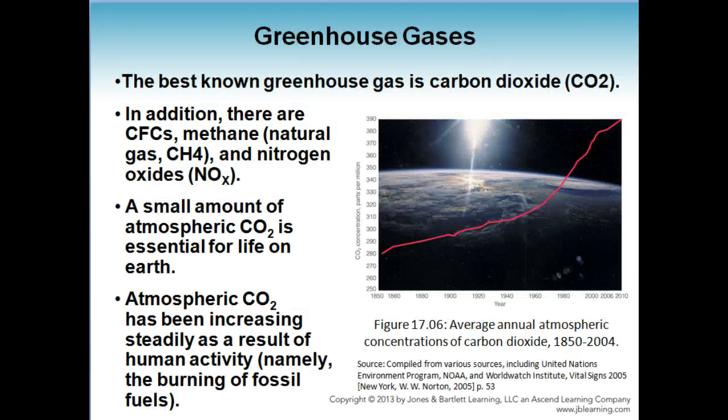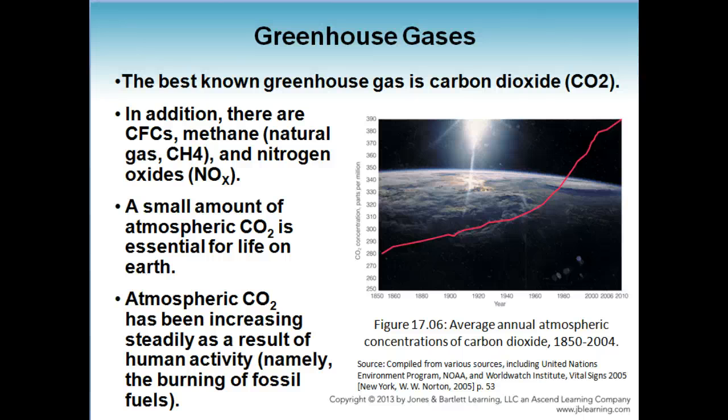The best known greenhouse gas is carbon dioxide. However, water vapor plays a major role as well. In addition to naturally occurring carbon dioxide, there are the CFCs we mentioned in the first part of the chapter, methane, natural gas, and nitrogen oxides produced from burning fossil fuels, as well as some natural sources. A small amount of atmospheric CO2 is essential for life on Earth. Without it, too much energy would leave the planet's surface, and it would be too cold. Also, plants need CO2 to make sugars from sunlight during photosynthesis.